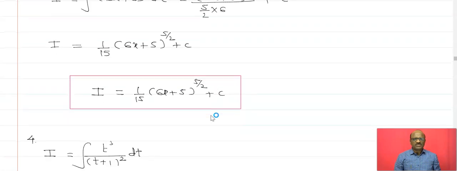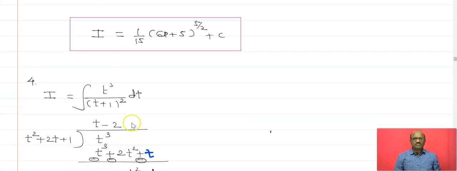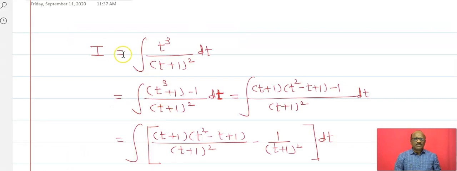Now the next question. Question number 4 is the integral of t cube upon (t plus 1) whole square. See this answer. I is equal to the integral of t cube upon (t plus 1) whole square. t cube can be written as t cube plus 1 minus 1.